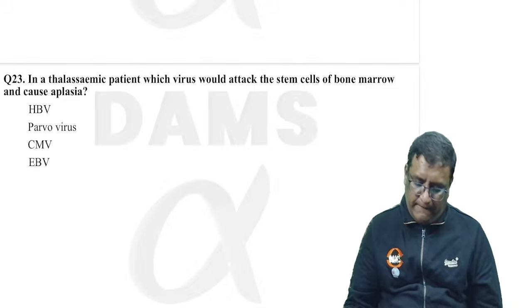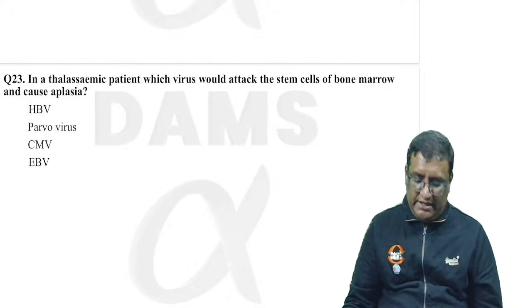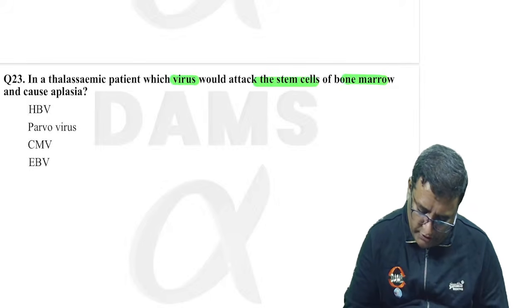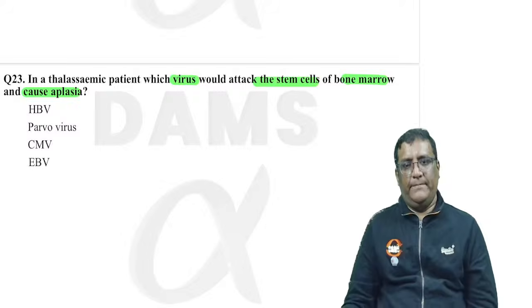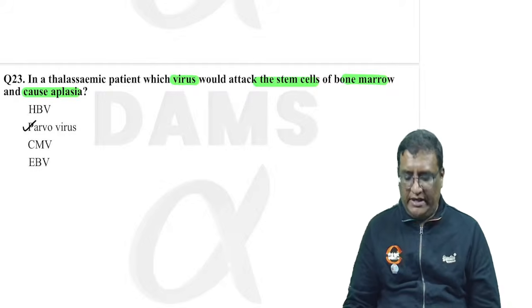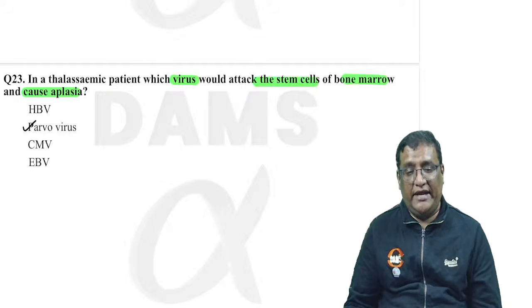Next question. In a thalassaemic patient, which virus would attack the stem cells of the bone marrow and cause aplasia? So the answer is, which virus causes aplasia? Parvovirus B19, which causes aplastic anemia, pure red cell aplasia.